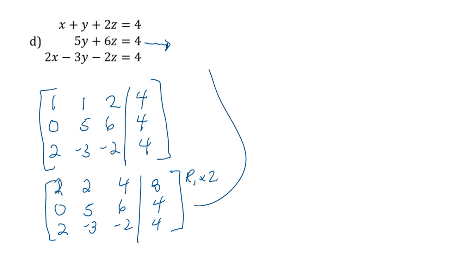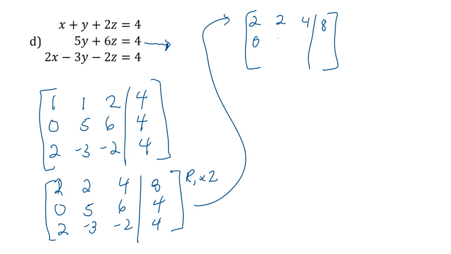Okay, so now when we subtract row 1 and row 3, we end up with a 0 where we need it. So row 1, we do nothing. Row 2 has the 0 where we want it, so we do nothing. But now, when we subtract row 1 minus row 3, 2 minus 2 will be 0, 2 minus -3 will be 5, 4 minus -2 will be 6, and 8 minus 4 will be 4. Good?